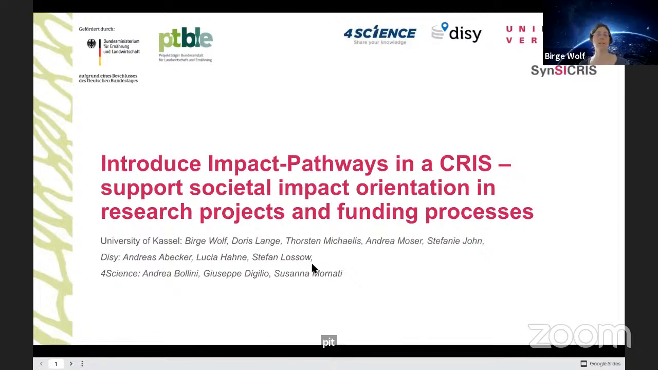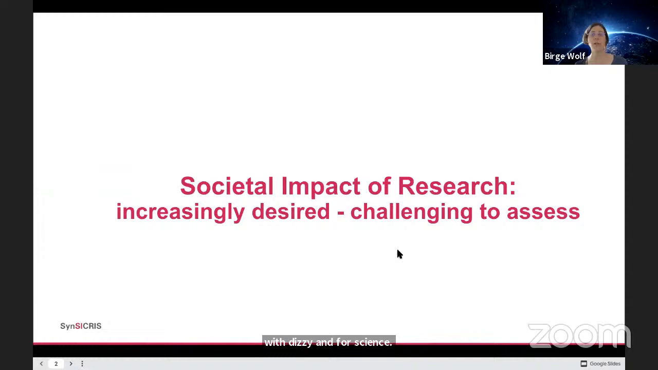Welcome to the presentation about the poster, Introducing Impact Pathways in DSpace. I'm Birge Wolf from University of Kassel, and we did this work together with DZ and 4Science. Next slide, please. As you know, societal impact of research is increasingly desired and challenging to assess, and we try to deal with those challenges.